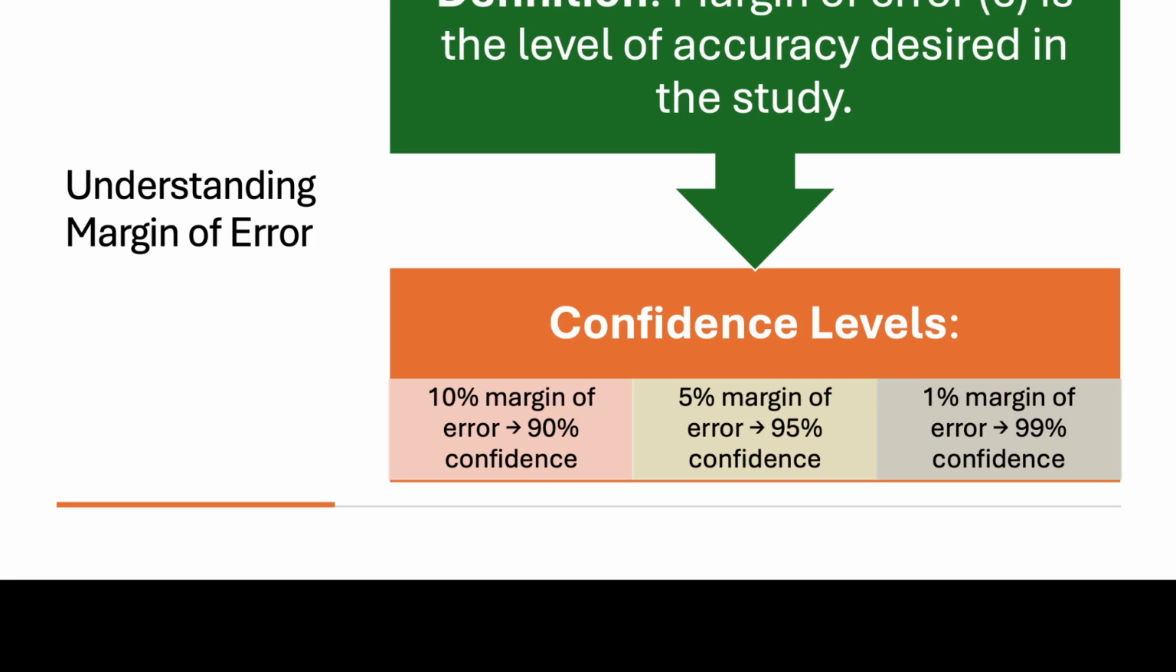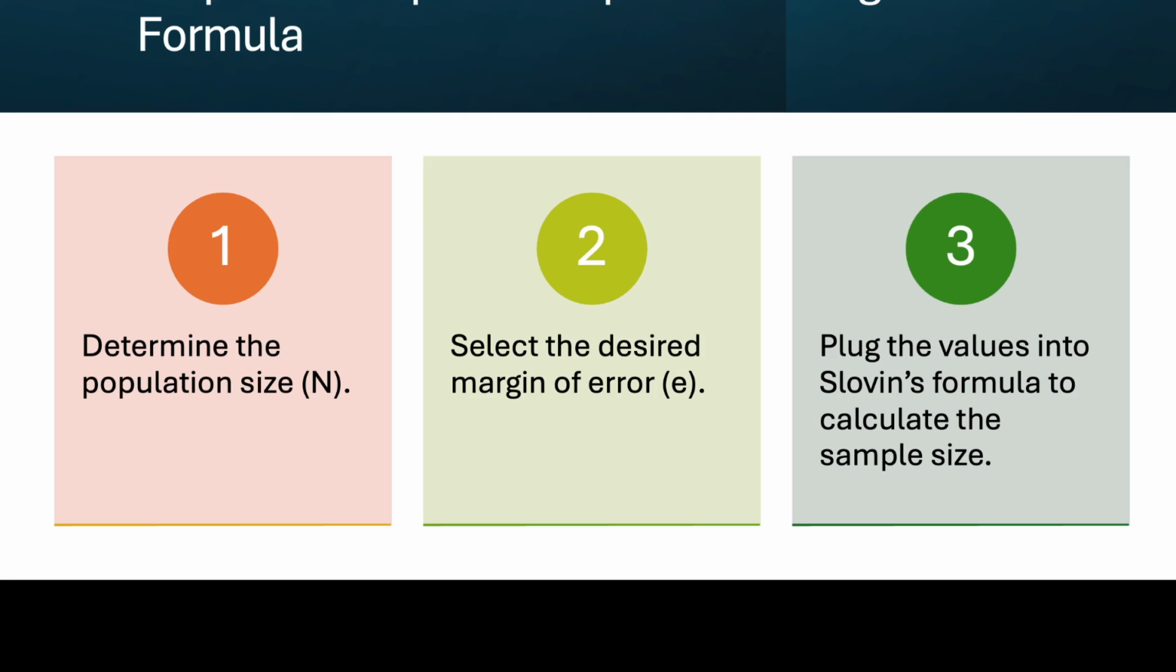So let's understand the margin of error. When you talk about margin of error, it's the level of accuracy desired in the study. So the higher the margin of error, the less accurate it is. When you talk about a 10% margin of error, that means there is only a confidence level of 90% because you're already deducting 10%. Considering 5% as your margin of error, the confidence level is 95%. And of course, with 1%, it's more into 99% confidence, which is really reliable because it's more into a perfect number.